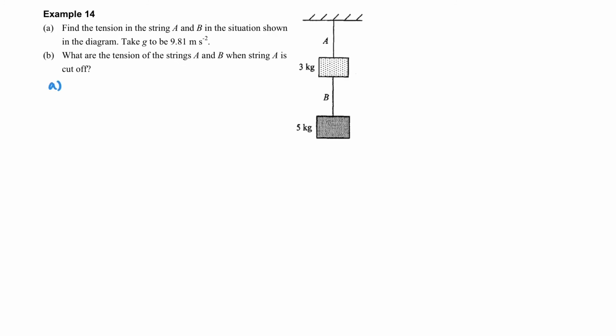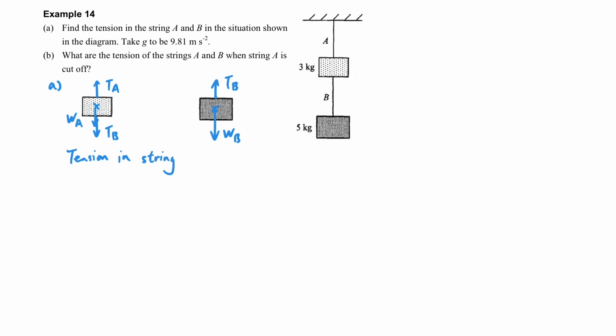In example 14, we will see that the two blocks are connected by the string. Then, how do we find the tension on both strings? Let's consider the 5 kg block first. You can see that the weight B and the tension B are acting on the lower block. And for the upper block, besides the tension, there's also its own weight. So the second block is easier.